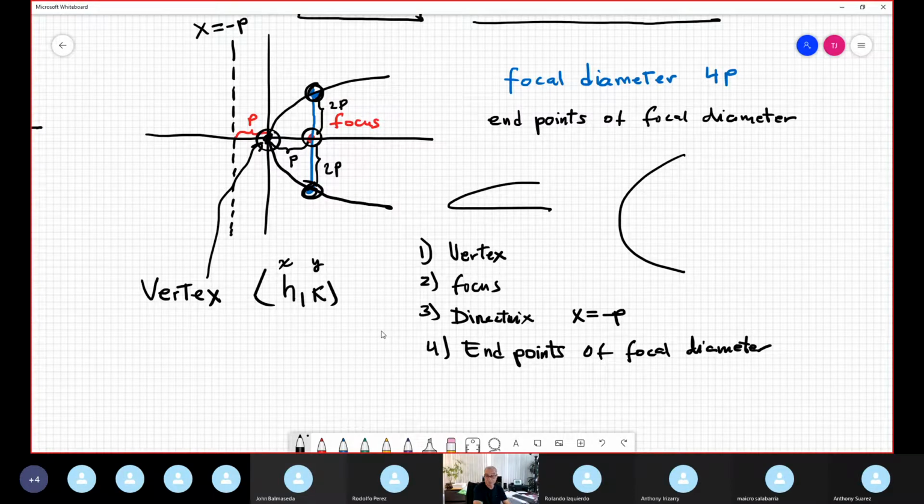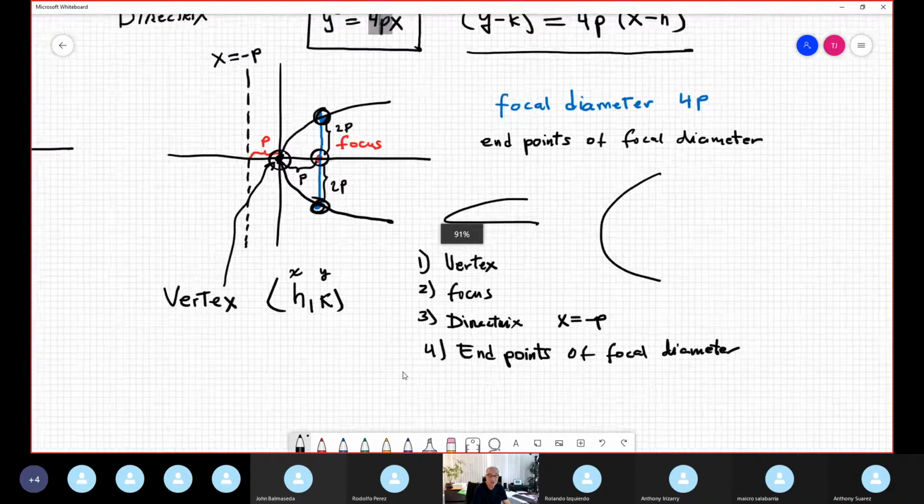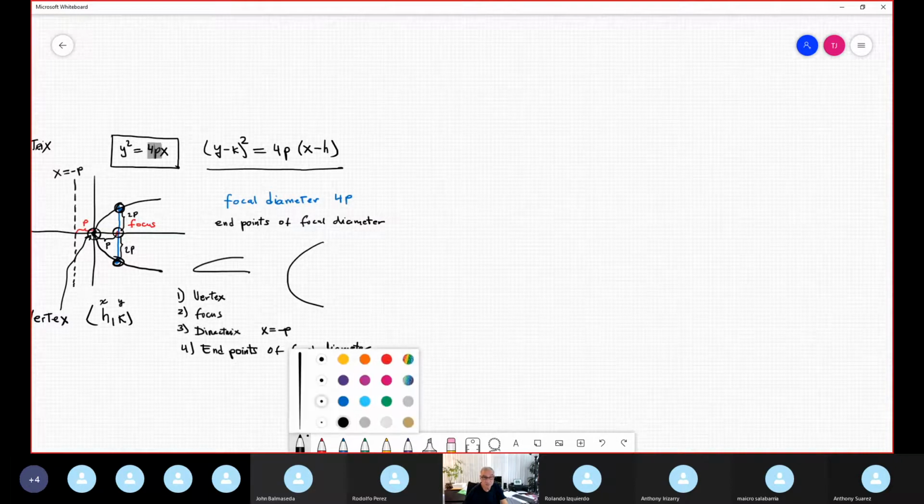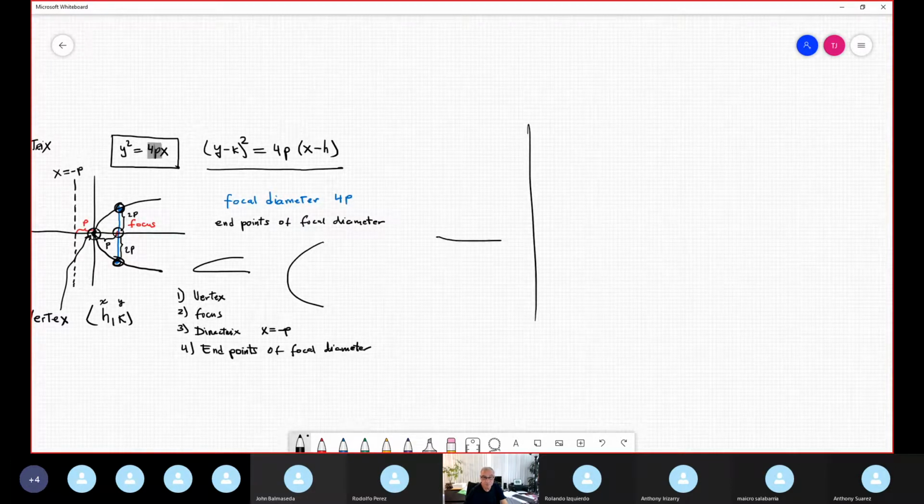And we have two kinds of parabola, horizontal parabola and vertical parabola. Vertical parabola is exactly the same. Suppose another example. We see a lot of examples today of the vertical parabola. Suppose that the vertex is here, h, k.